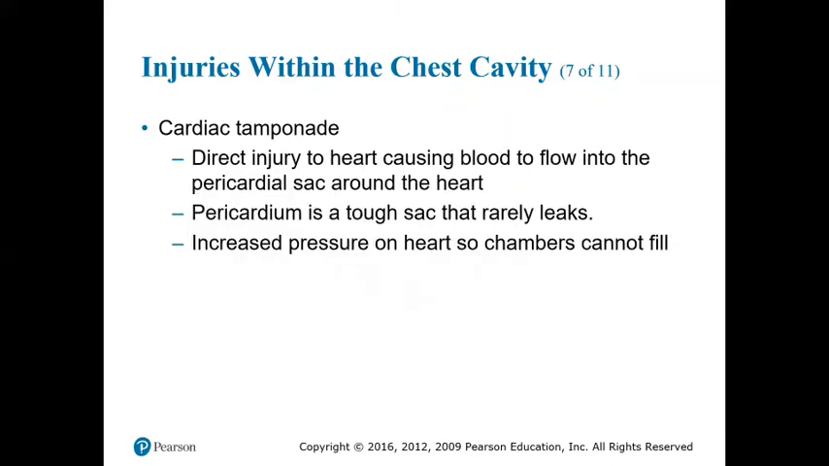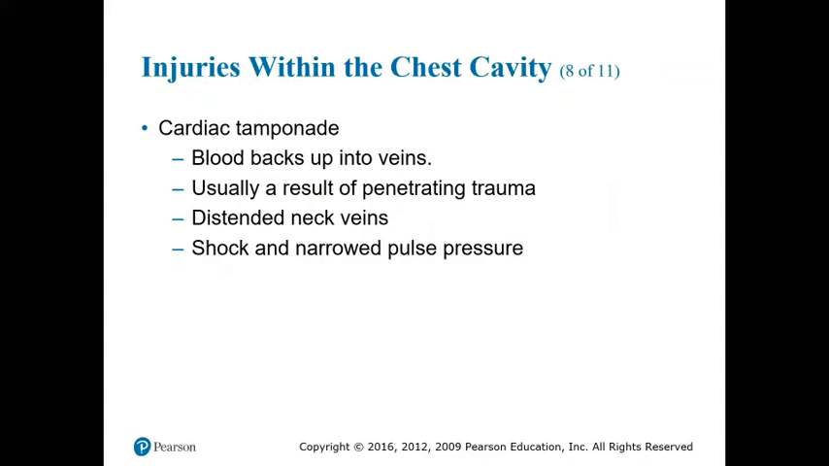Okay, so again, increased pressure on the heart so the chambers cannot fill. The blood backs up into the veins, usually a result of a penetrating trauma. So something poked somebody in the chest. Maybe it didn't go through their heart, but it was enough to poke that sac. Okay, you will see distended neck veins, which is part of our assessment, right? We're looking for jugular vein distension. And shock and narrowed pulse pressure. Okay, so you're going to show shock-like symptoms.